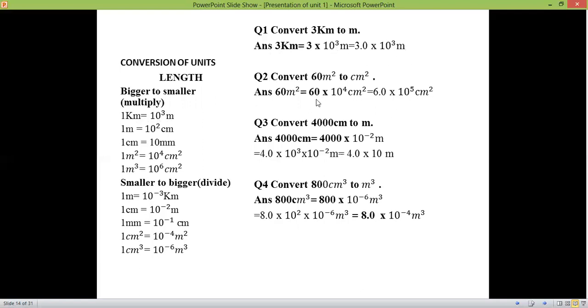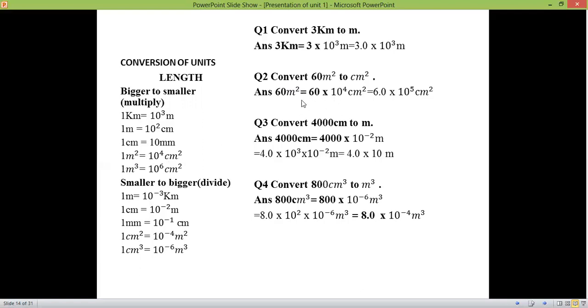The next question is to convert 60 meter square to centimeter square. So 60 meter square in the next step, meter square will be replaced by its equivalent value, and its equivalent relation is 1 meter square is equal to 10 to the power 4 centimeter square.